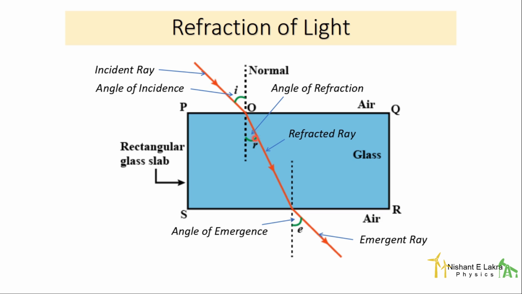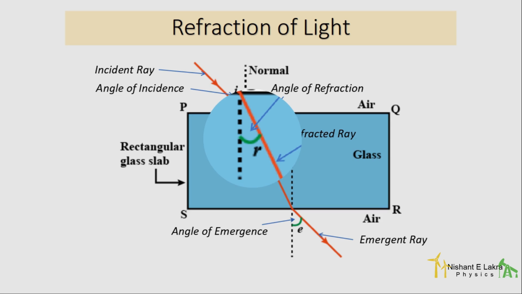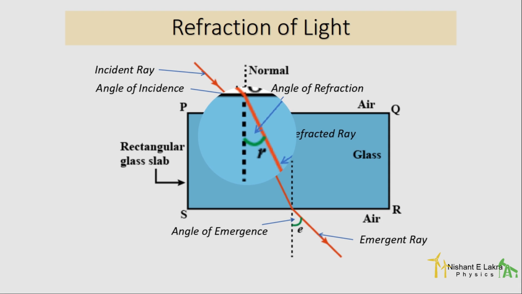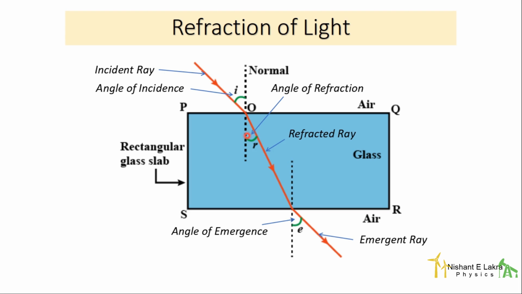And even here there is an angle formed, right? There is an angle formed between the normal and the refracted ray. And the angle that is formed between the normal and the refracted ray is known as angle of refraction. Okay, the angle that you see here, which is formed between the normal and the refracted ray, this is known as angle of refraction. All right, now this light ray passes through the glass slab, right? This is a refracted ray.